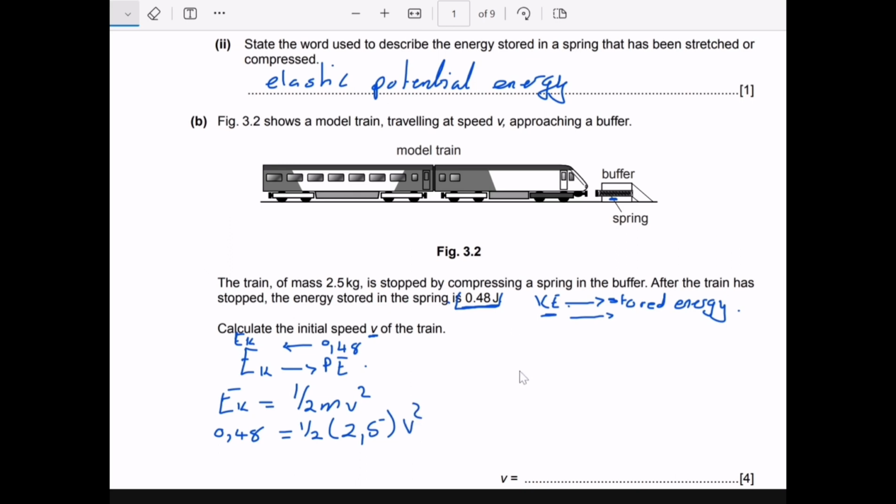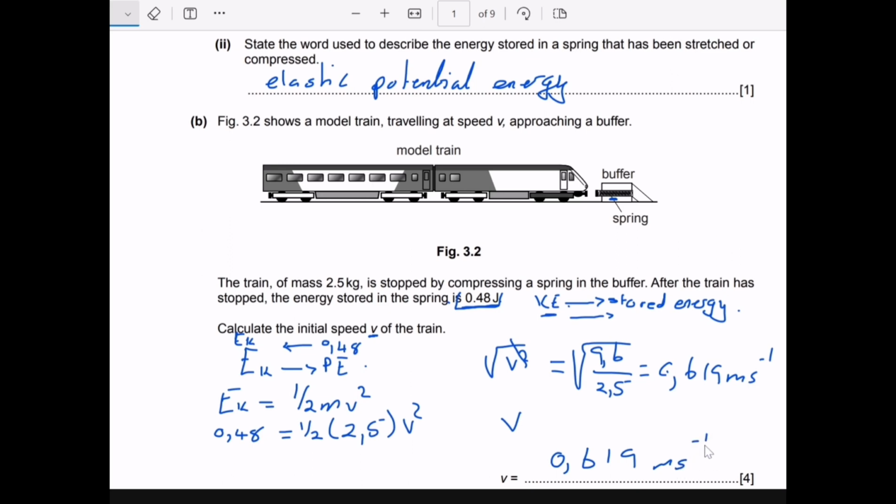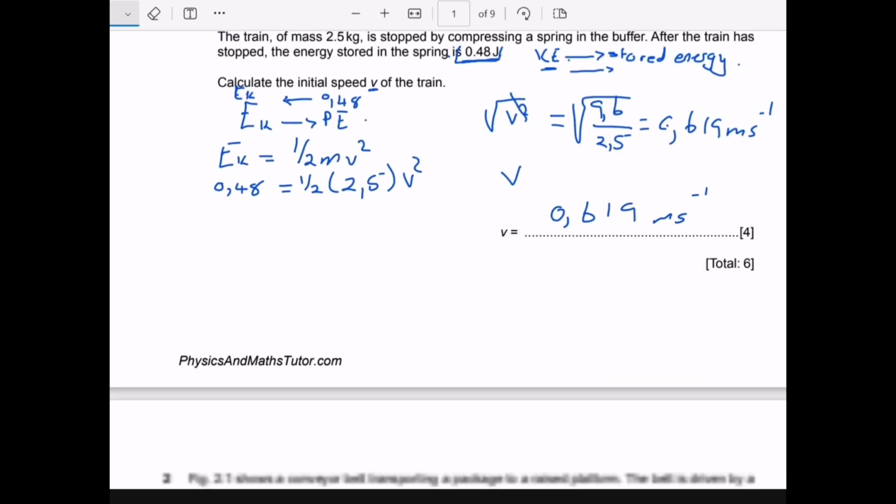If I simplify this, I have v squared is equal to 0.96 divided by 2.5, okay? What happens? We have v squared, so I have to square root both sides. Then v becomes the square root of 0.384, which is equal to 0.619 meters per second. Okay. I hope this is straightforward. Go to the next question.